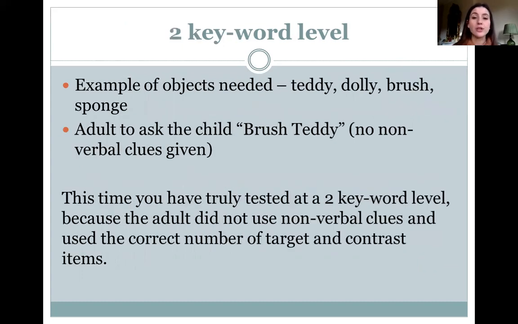And then we move on to two keyword level instructions. So again, example of objects you could use would be a teddy, a dolly, brush, and a sponge. And ask the child again, "Brush teddy." So this time you have truly tested at a two keyword level, because the adult did not use any non-verbal clues and used the correct number of target and contrast items. So there's teddy, dolly, brush, and sponge. So two nouns and two verbs there. Sponge, you could do wash.